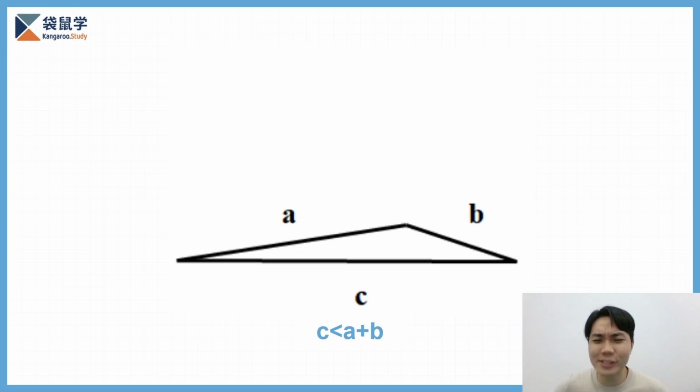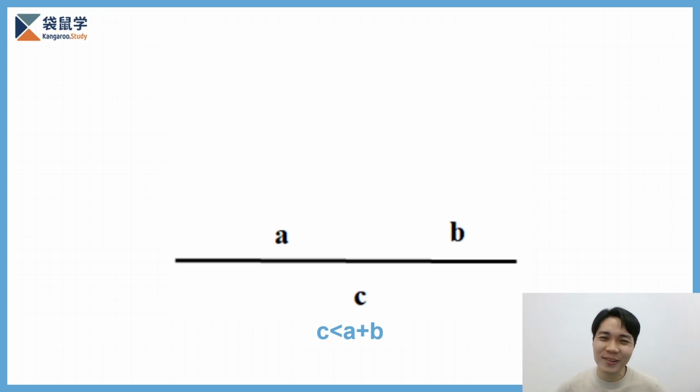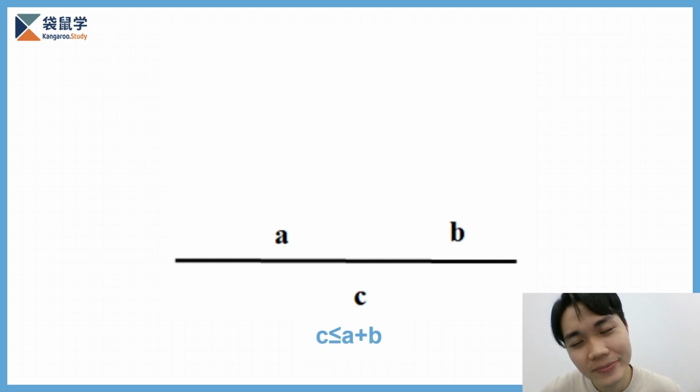Oh, looks like it is still true. C is still less than A and B. But now, in a very extreme case, if I squash it even more until they all lie on a single line, you will see that this time C is equal to A plus B. So no matter what, whenever I have a triangle, I can have one conclusion, which is C will be less than or equal to A plus B.